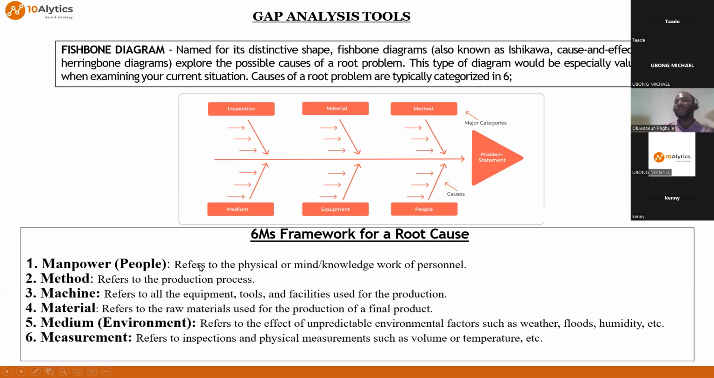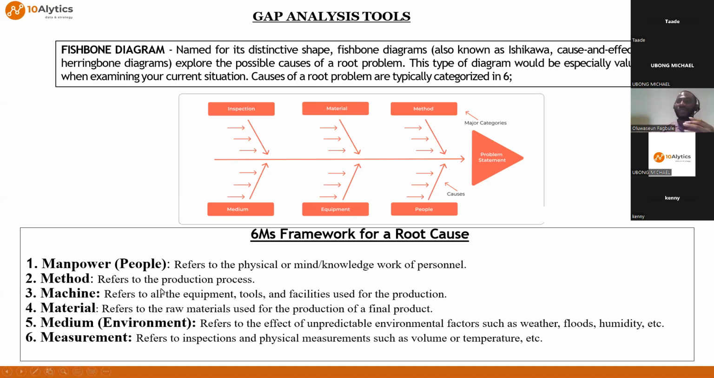So this refers to the physical or mind or knowledge work of the personnel, the people that actually do the work, whether they do it physically or they have to use their brain, and all of those things. So those are the categories, right? So then the next one is a method, right? So it refers to the production process or the process by which something is being developed, right? Maybe the process or the product, right? The process by which it's been developed, that's the method.